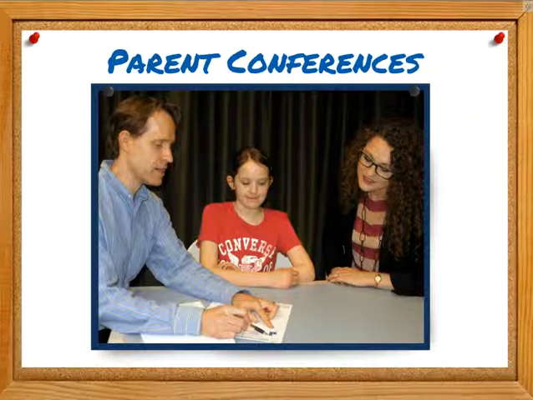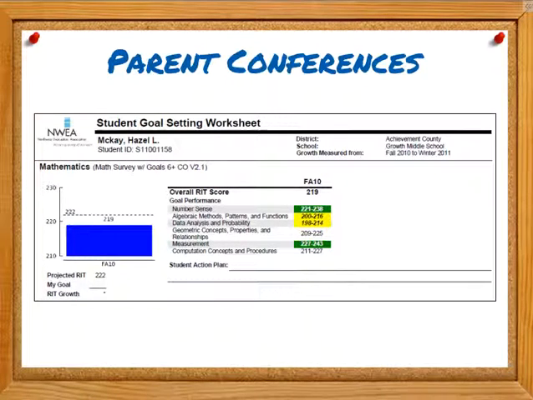So let's continue to the parent conferences and see how MAP reports form the basis of my conversations with students and parents. I first turn to the Student Goal Setting worksheet. It's a great tool for discussing each student's goals and celebrating his or her achievements. For example, I point out to Hazel and her parents that the green areas show her relative strength. Yellow highlights show areas of concern where we can focus her efforts. The other areas show performance that is in keeping with her overall RIT score.